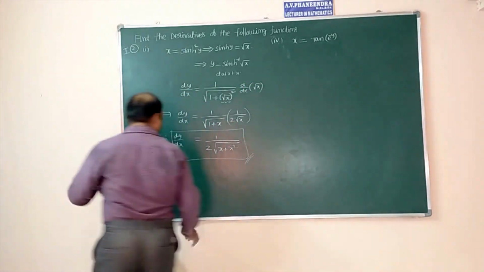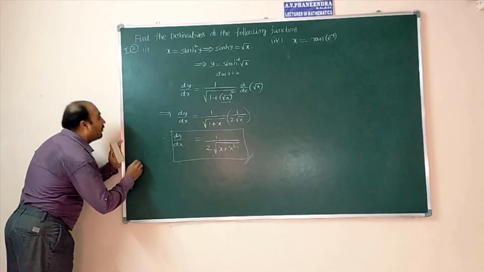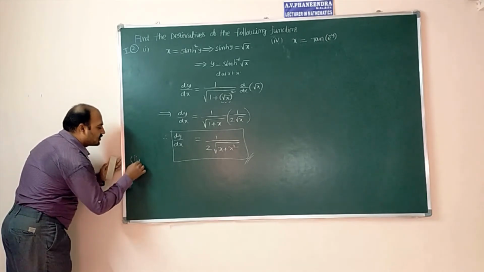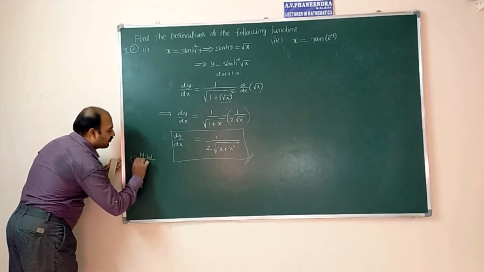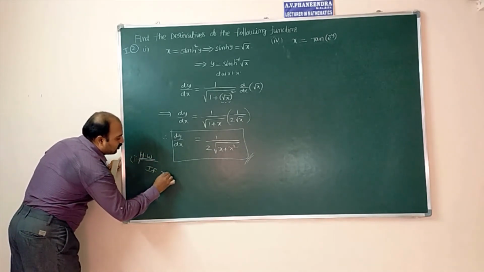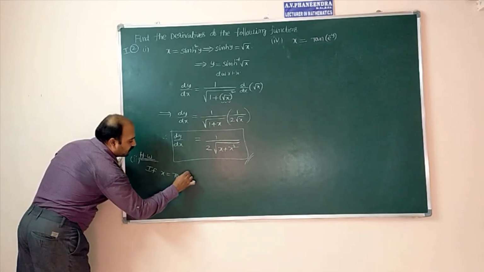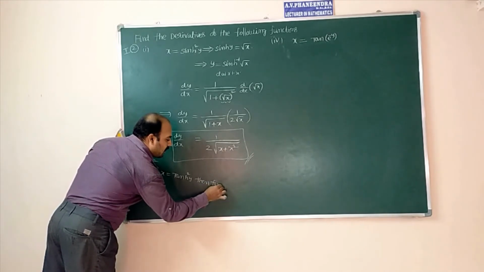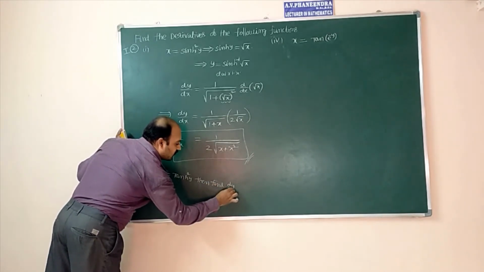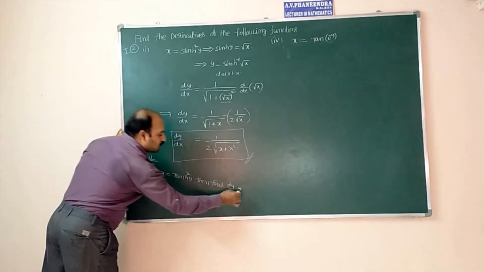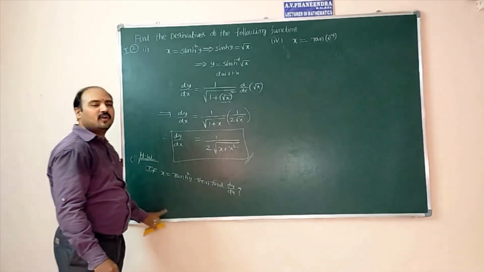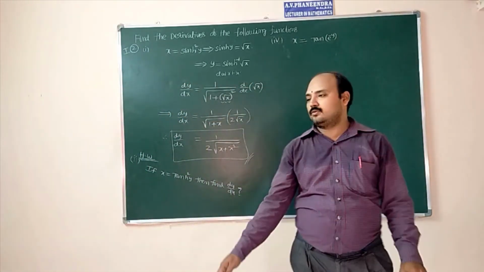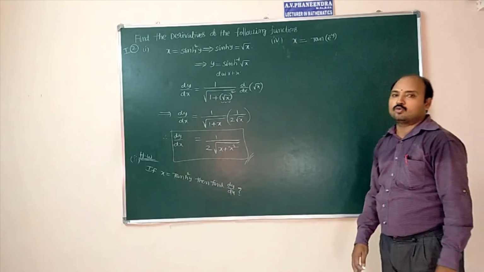And here is a similar problem as an example. I think this is the second question in the exercise. This is a homework problem. If x is equal to tanh square y, then find dy by dx. It's a question mark, so do that homework. If you're not able to get it, write to my inbox and I'll tell you how to do it.